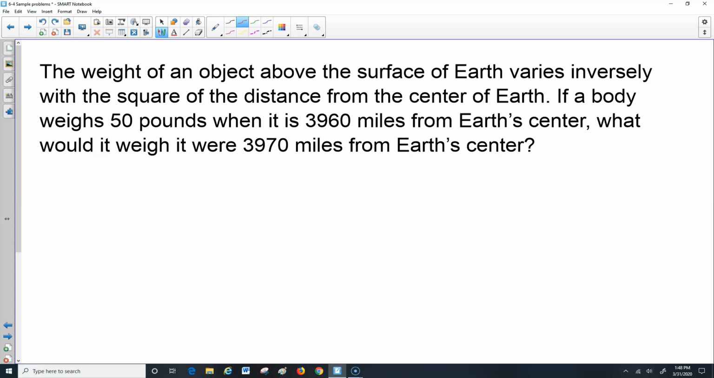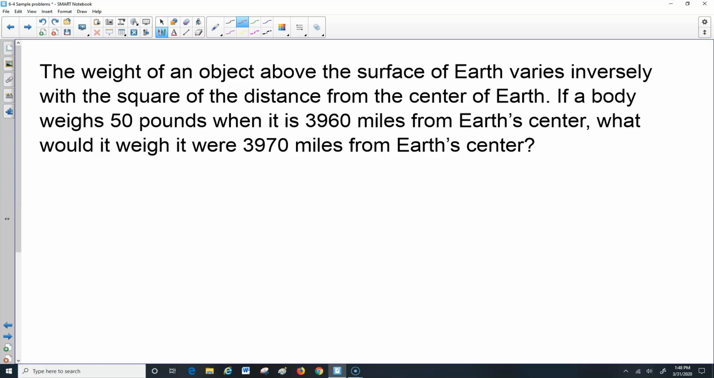Our last problem is an inverse variation problem, but this one has a little bit of a twist. The weight of an object above the surface of the Earth varies inversely with the square of the distance from the center of the Earth. If a body weighs 50 pounds when it is 3,960 miles from the Earth's center, what would it weigh if it were 3,970 miles from the Earth's center?